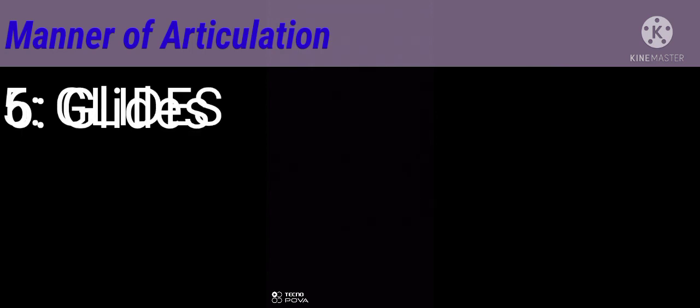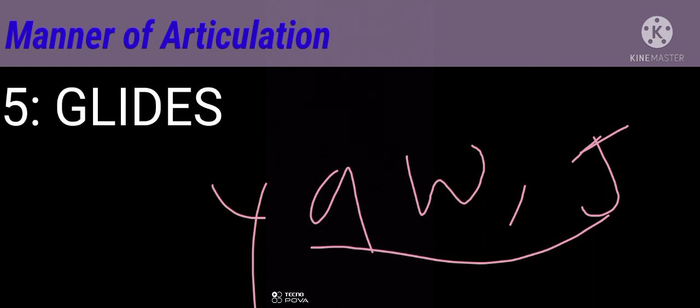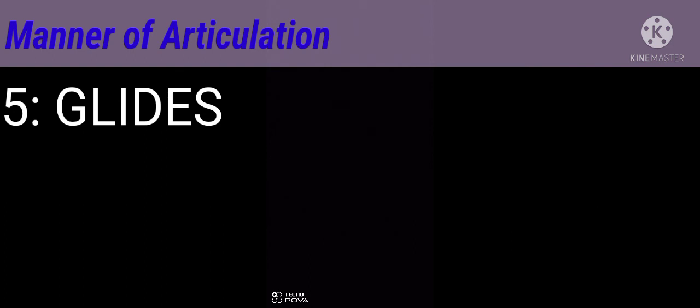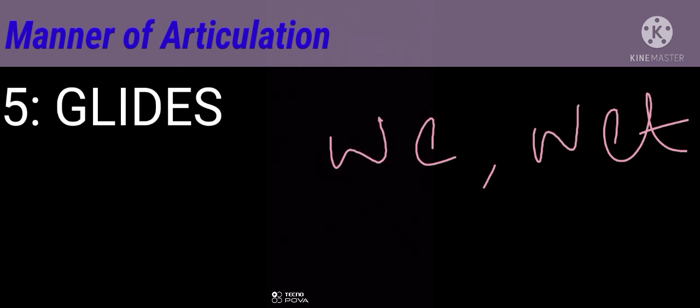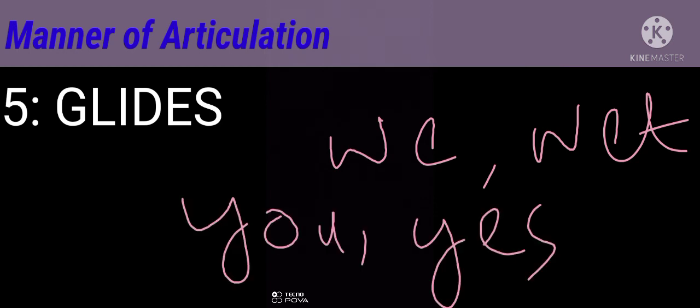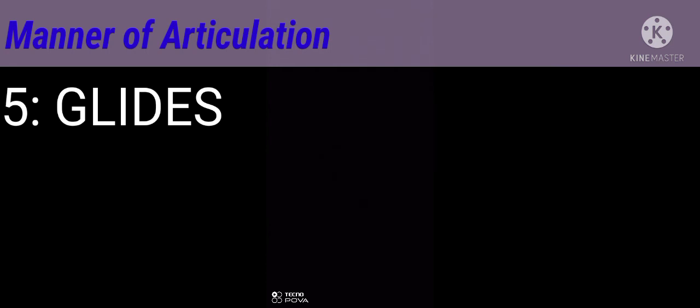Glides. The sounds wa and ya are described as glides. They are both voiced and occur at the beginning of wit, we, you, yes. The j usually sounds like the ya sound. These sounds are typically produced with the tongue in motion.